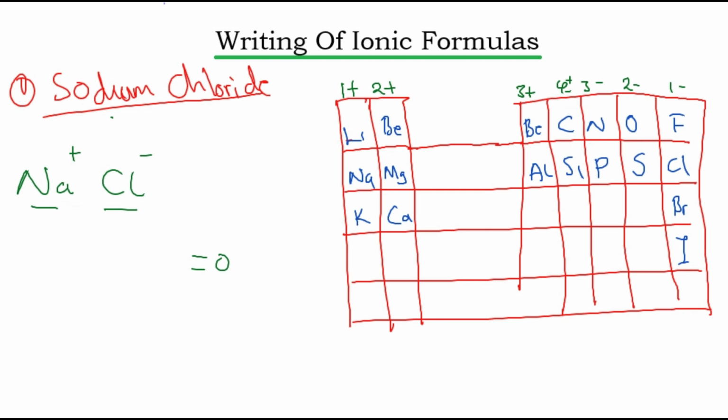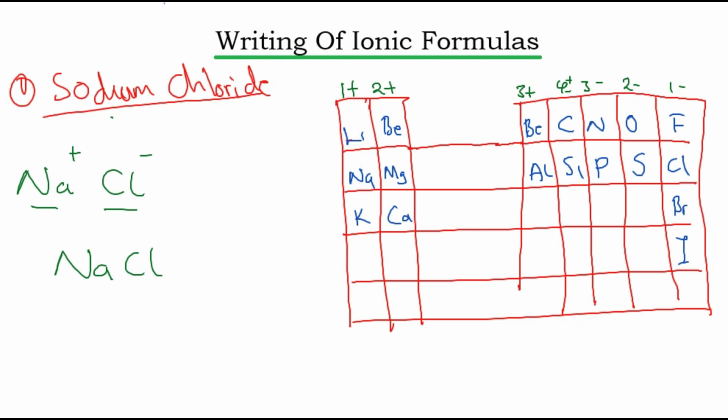So here, if I have positive 1 on the sodium and negative 1 on the chloride, it should give me 0. And it has given me 0. So meaning that this is how we're going to write our formula. So then the other thing you need to keep in mind is that when you write your formula, the final formula should not have any charges. So you are going to write it as sodium chloride.